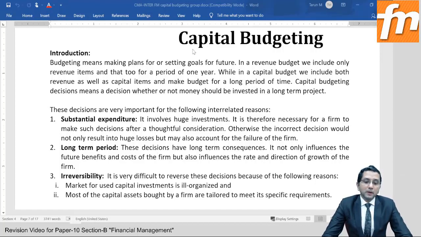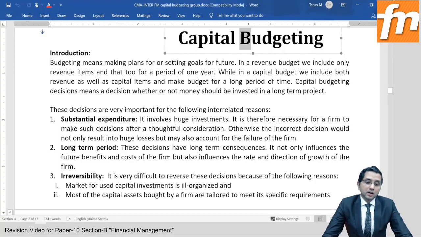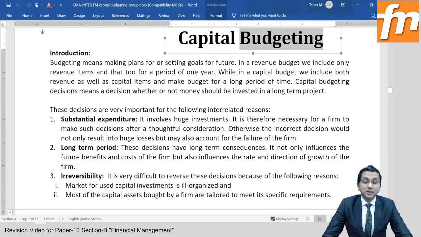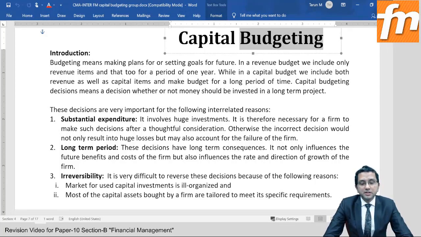You already know what budgeting is. Like in the cost accounting subject, you study what budgeting is. So budgeting means setting goals for the future. Budgeting means forecasting the future. But in cost accounting, when you make a budget, it is mostly a revenue budget, maybe for a period of the next 1 year. And it includes items of revenue nature only.